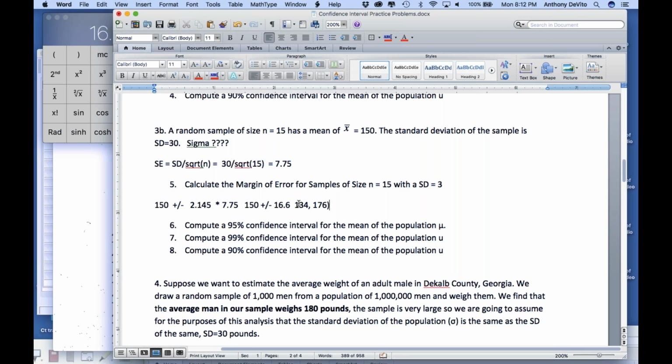I'm just getting this done quickly. You realize, of course, you would actually add and subtract that. Okay, that's my 95% confidence interval because I used the t-score.